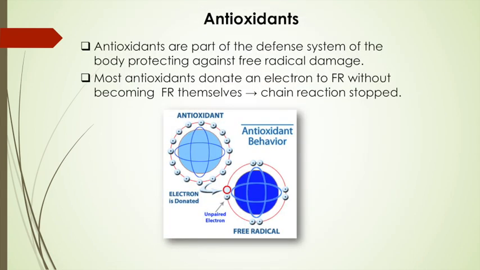So how do antioxidants actually work to scavenge free radicals? Well, they're able to donate electrons to these reactive oxygen species, which inactivates them and stops the chain reaction of further free radical production.